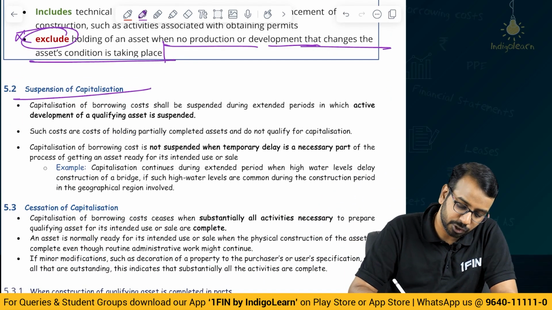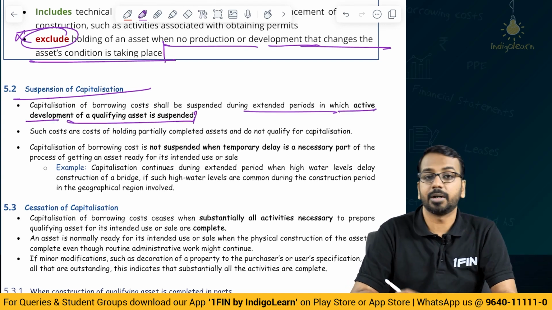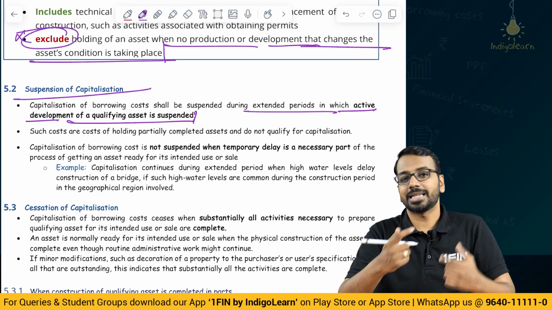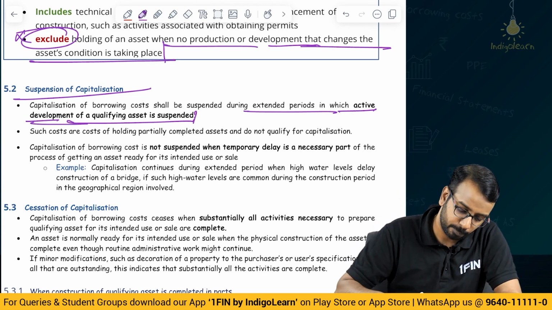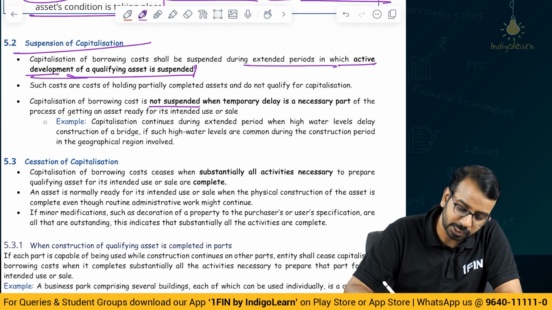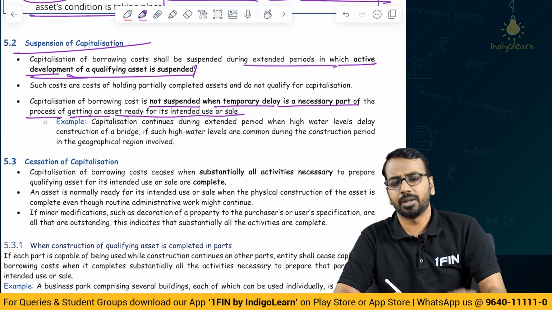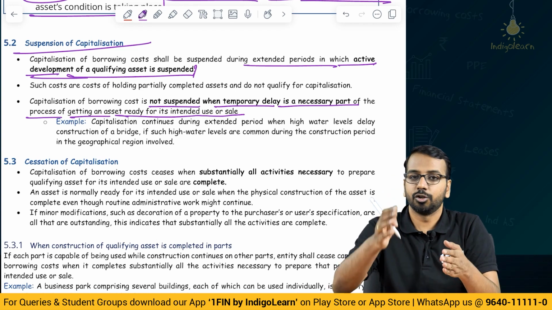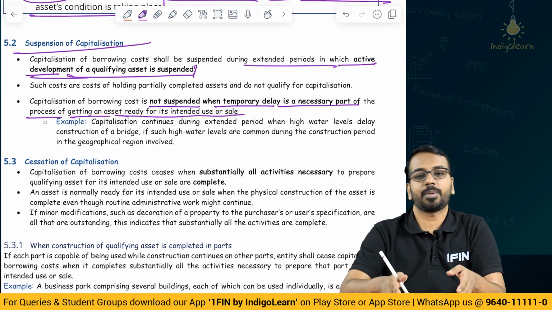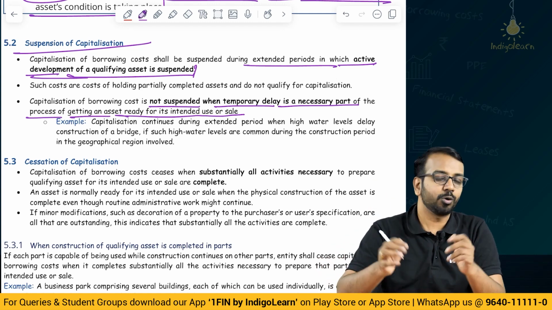When do we stop capitalization? During the extended period in which active development of a qualifying asset is suspended, meaning the period during which no active work is happening, some unplanned breaks have happened, that period you will exclude. Capitalization of borrowing cost is not suspended when a temporary delay is a necessary part of the process of getting an asset ready for its intended use. For example, building construction. After you put one slab, you have to maybe wait for 10 to 15 days. You cannot say for the 10 to 15 days period I will stop capitalization. You will continue to capitalize. Normal process, breaks and all, you will continue to capitalize.